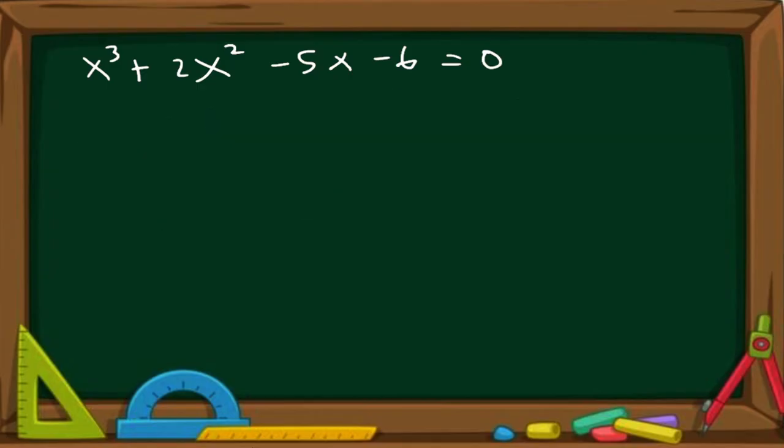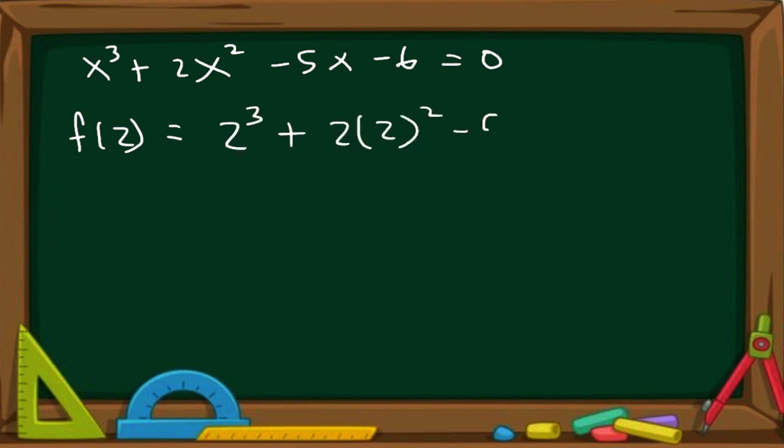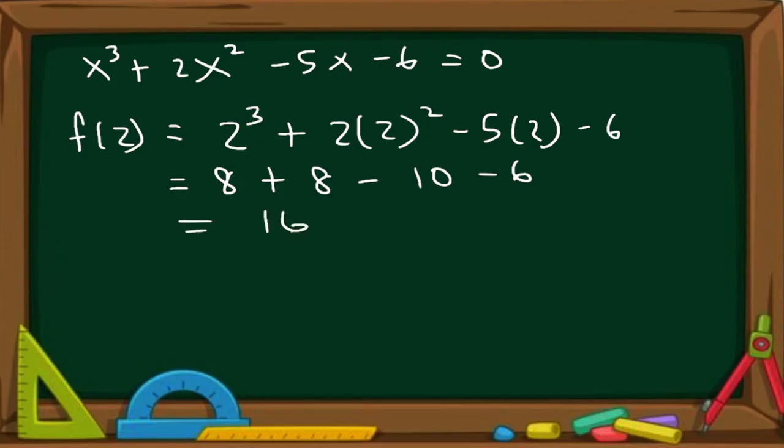Now, let's see if 2 is one of the zeros of this function. So this is going to be 2 to the third power, plus 2 times 2 squared, minus 5 times 2, minus 6. 2 to the third power, that's 2 times 2 times 2, that's 8. 2 squared is 4, times 2 is 8. 5 times 2 is 10. 8 plus 8 is 16. Negative 10 minus 6 is negative 16. And 16 minus 16 is 0. So f of 2 is equal to 0. That means that x is equal to 2. So this is one of the 3 zeros.